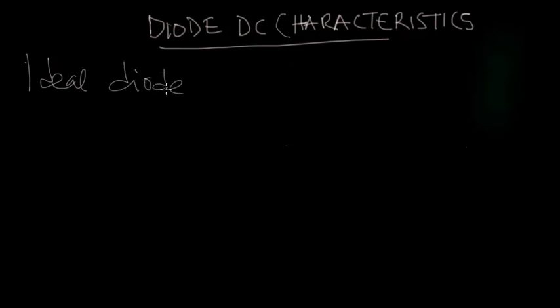Now, what is an ideal diode? An ideal diode is a diode that offers zero resistance and zero voltage drop in the forward direction. So it offers zero resistance to the flow of current.